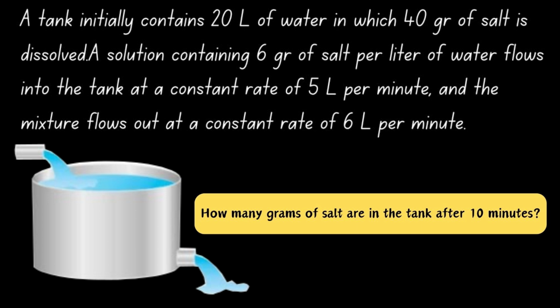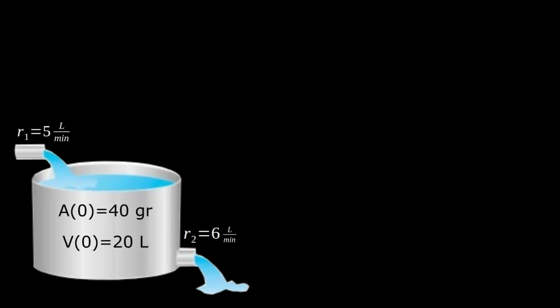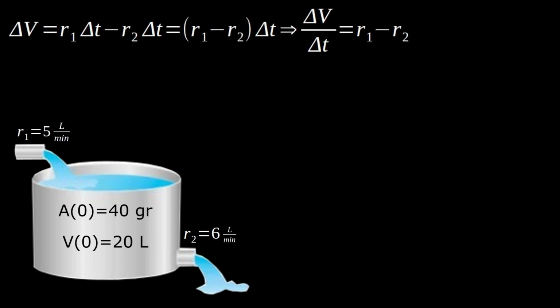So how do we go about solving this problem? Let's start out by expressing the change in volume over a small period of time. Let's call it change in volume delta V, and the small passage of time, delta T. So delta V is going to be R1, the rate at which water flows into the tank, times delta T, minus R2, the rate at which water goes out of the tank, times delta T. And this equals R1 minus R2 times delta T.